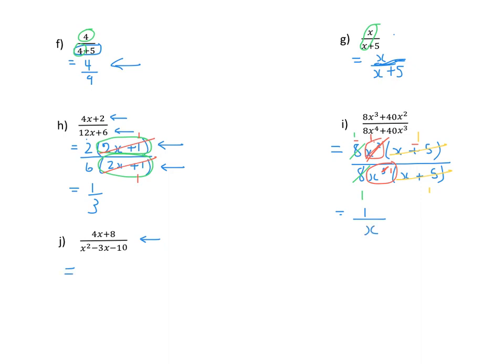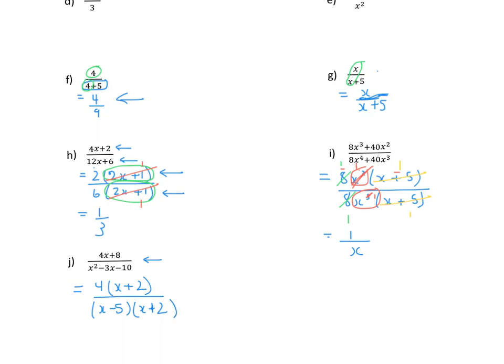Okay, the last example here, common factor at the top, I have 4 common, leaves me with an x plus 2. On the bottom I have a simple trinomial, two numbers that add to negative 3 and multiply to negative 10 would be an x minus 5 and an x plus 2. That's a plus 2. Oops.